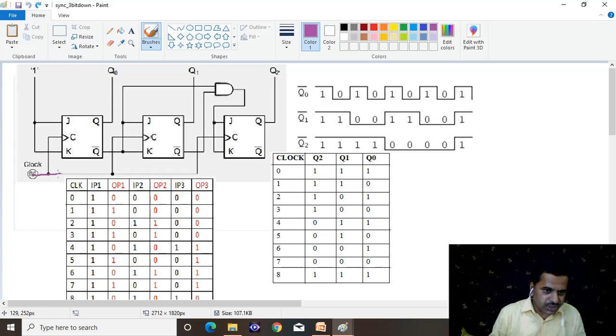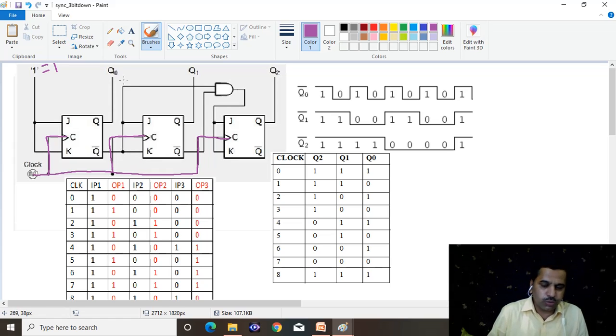The clock is, as usual, applied simultaneously to all the flip-flops. As usual, the first flip-flop input is connected to 1, because it is always toggling on every clock cycle. Earlier it was a T flip-flop, now it is a JK flip-flop. Either you can take JK or T flip-flop, it doesn't make any difference here. The connection difference is only that earlier, for the up counter, the input to the AND gate was from Q, now it is connected from Q bar.